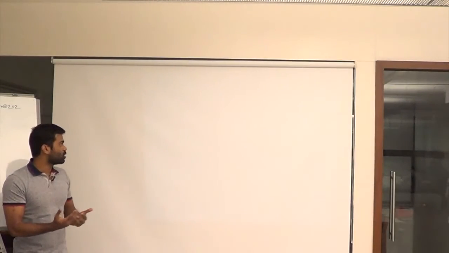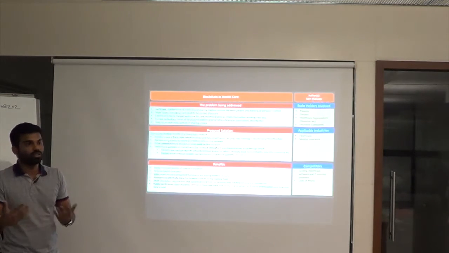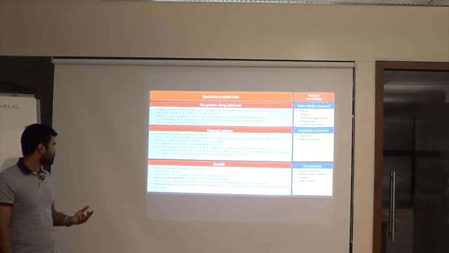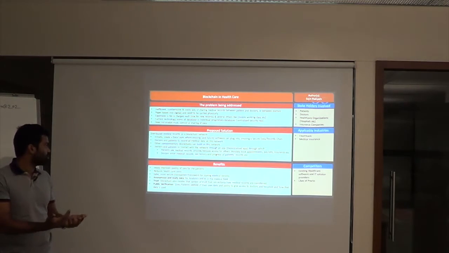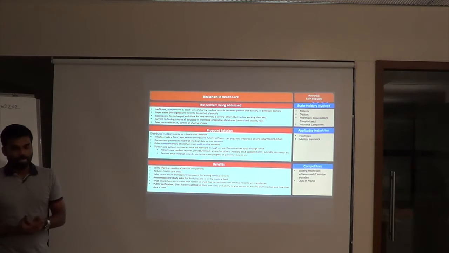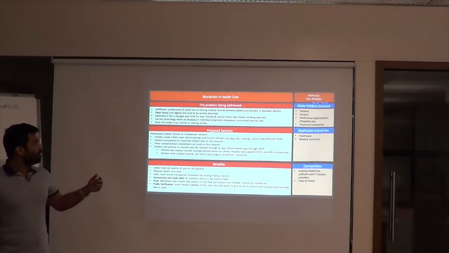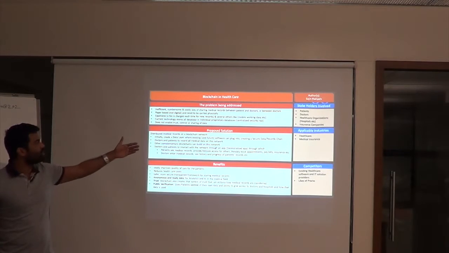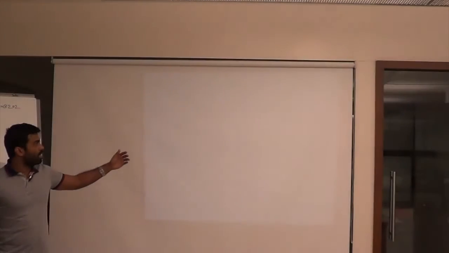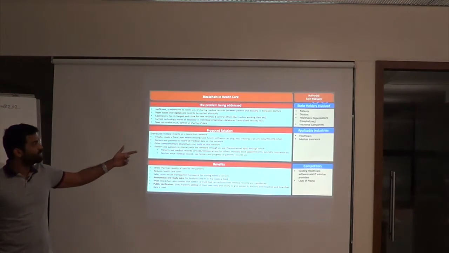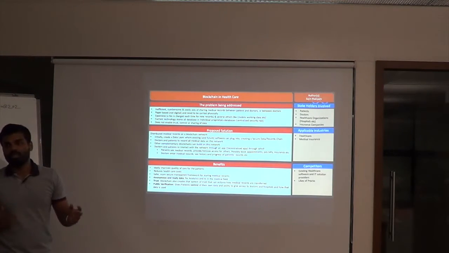So that is something that is also possible in such an environment. And as I said, trust and public verification is what I talked about right now. So this is the use case that I have. On the right hand side are just the stakeholders involved: patients, doctors, hospitals, and the usual. Applicable industries also include medical insurance, because insurance companies can use this data to settle claims, right?